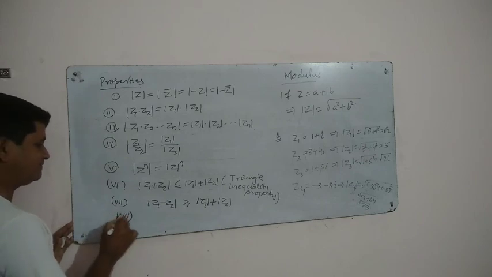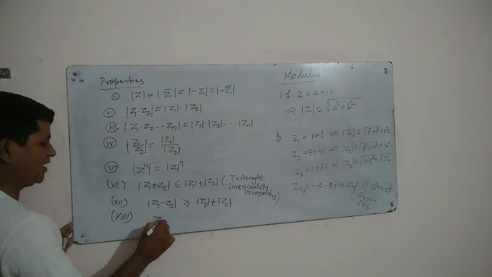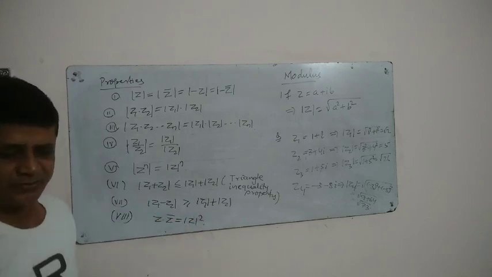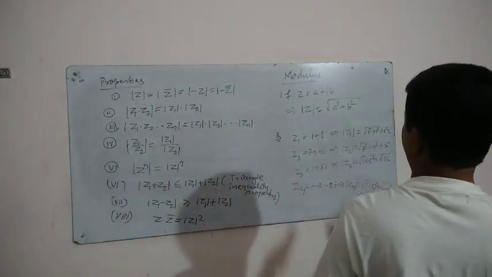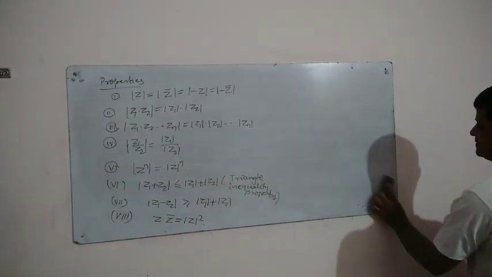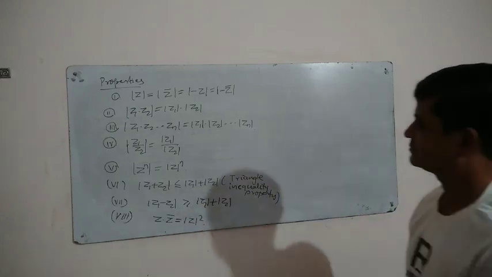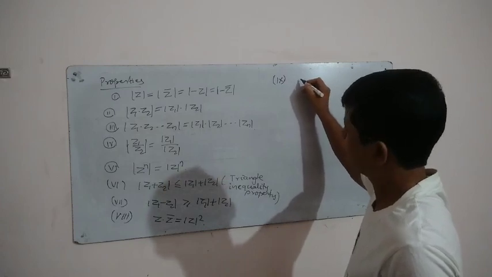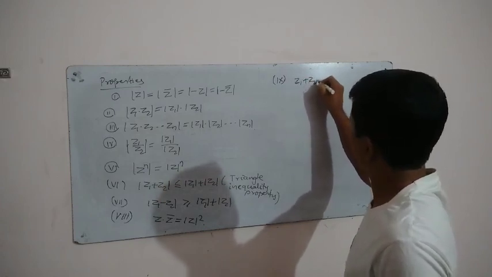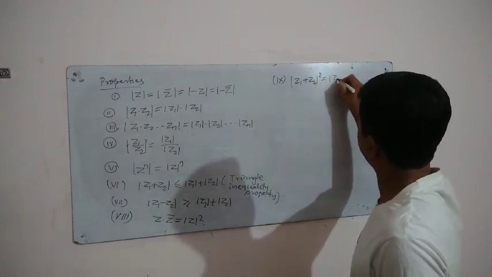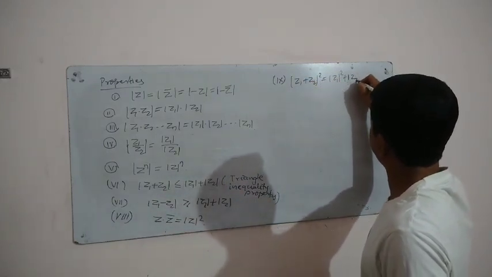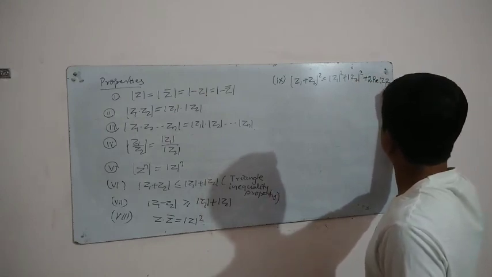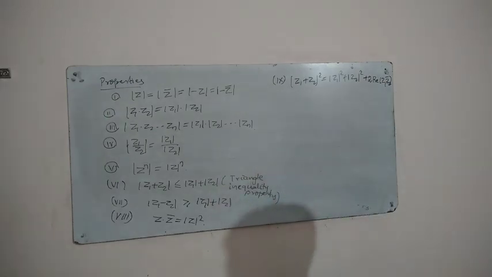Eighth, Z into Z conjugate is equal to mod Z squared. Z into Z conjugate is mod Z squared. Next is Z1 plus Z2 whole mod squared is equal to mod Z1 squared plus mod Z2 squared plus 2 into the real part of Z1 into Z2 conjugate. Right.